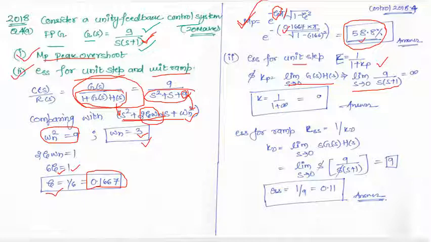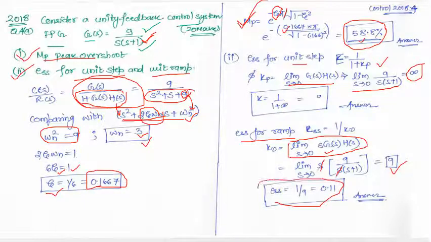I have substituted here, and you can very well recall that for this second order system the steady state error for unit step is always 0, and that's what we are able to see, because the positional error coefficient comes out to be infinity, hence the steady state error is 0. Similarly for the ramp, it is given by 1 upon Kv, the velocity error coefficient, which is identified using limit s tends to 0 of s into G(s)H(s). So this s will cancel out and you will end up with 9. So ESS for ramp input for the given system is 0.11.